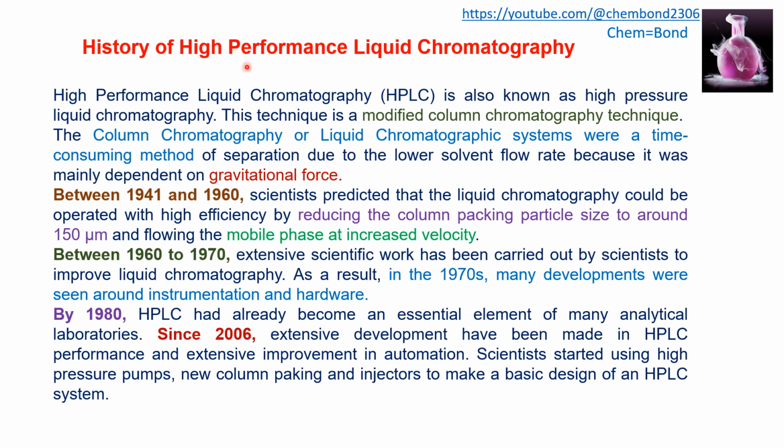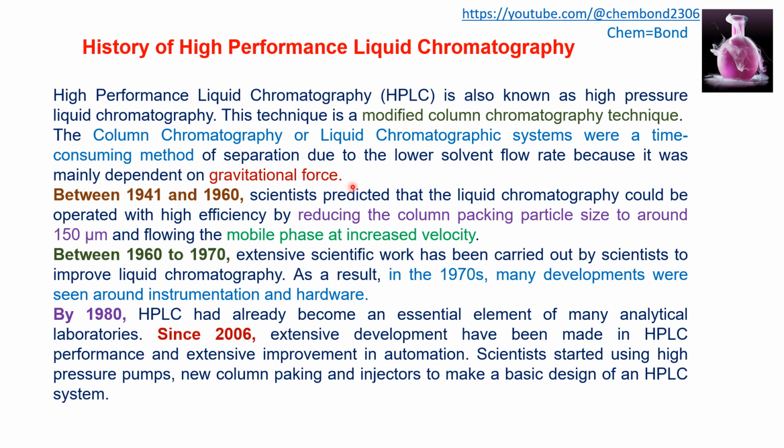History of high performance liquid chromatography. High performance liquid chromatography is also known as high pressure liquid chromatography, and this technique is a modified column chromatographic technique. The column chromatography or simple liquid chromatographic systems were time-consuming methods of separation due to the lower solvent flow rate because it was mainly dependent on the gravitational force.